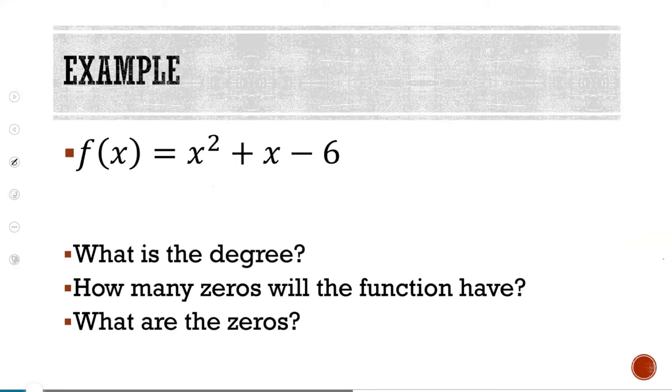Okay, so that part should be fairly easy, right? We're looking at the highest exponent in the problem. So the highest exponent is 2. So my degree will be 2. Right? And then how many zeros will the function have? Remember that that's the same as the degree. So if the degree is 2, we're expecting to have 2 zeros as well.